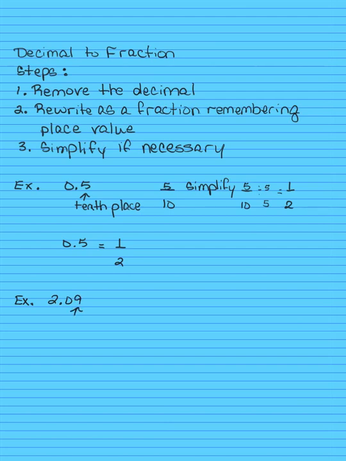Another example would be 2.09. So our 9 is in the hundredths place. My 2 is a whole number. My 2 stays a whole number. I'm only writing my 0.09 as a fraction, which would be 9/100. And in this case, we cannot simplify.